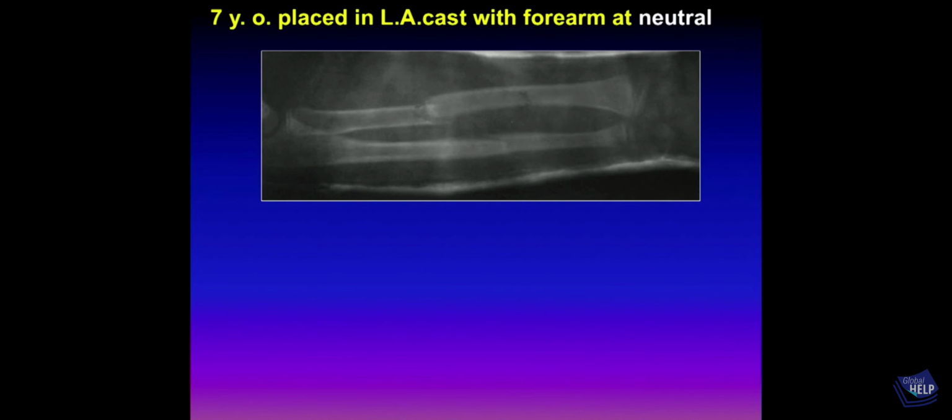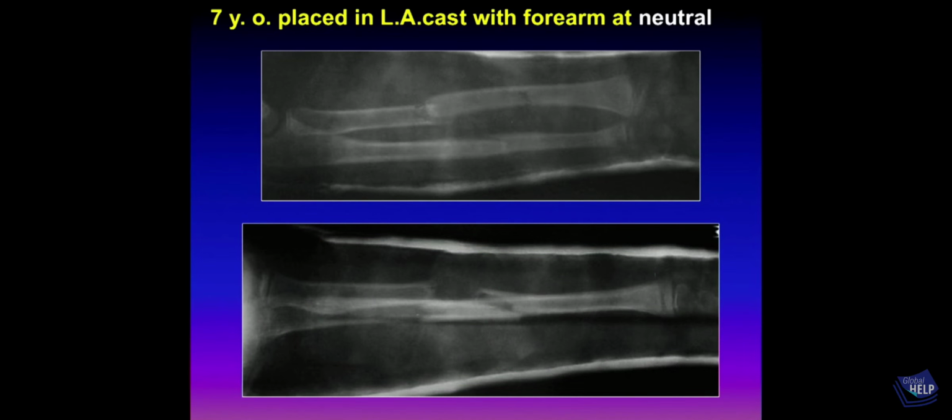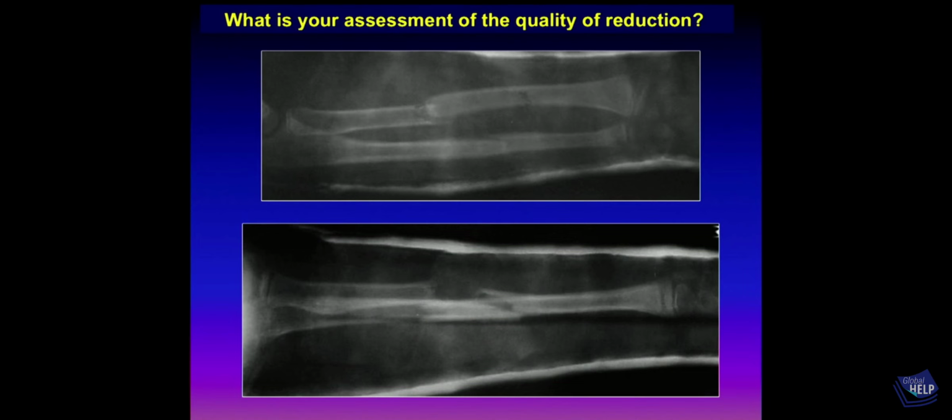Rotation, very good. You're looking past just the angulation. Remember, you've got to look at angulation and rotation. Now, what's your assessment of the rotation? Well, it seems that the tuberosity and the styloid are not at 180 degrees. That's right, very good.